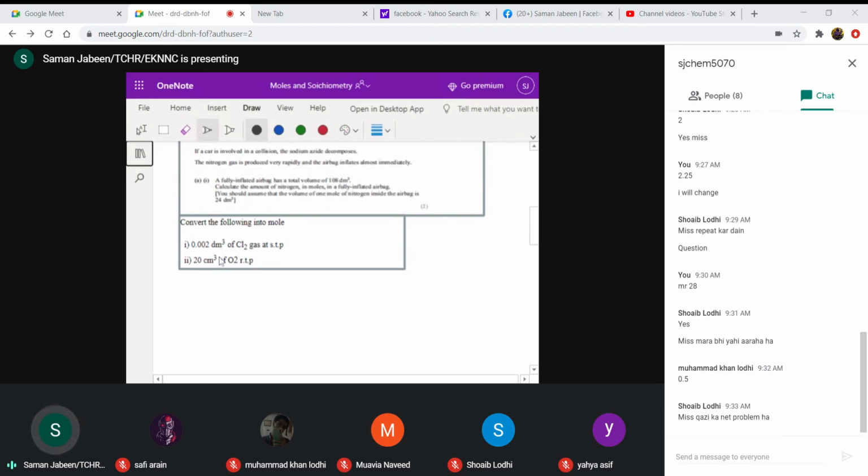If dm cube, then divide by 24. If cm cube, divide by 24,000. Okay, Kazi has the net problem, so Kazi cannot write in the comment box. Ask Kazi to write in the comment box, beta. Otherwise, assignment marks will be deducted. Okay, what is the answer to number 1?